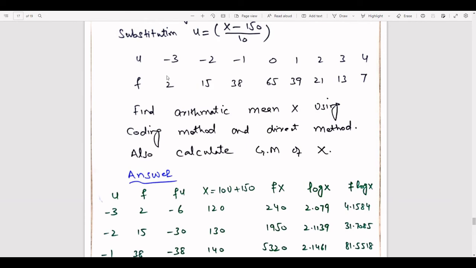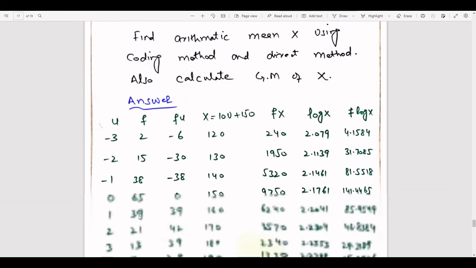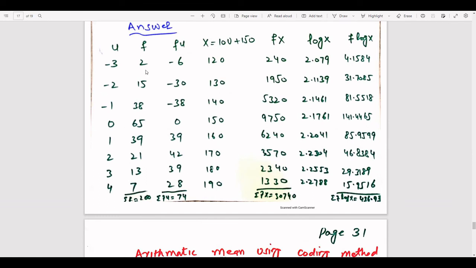So in the given question, u and f are given. I write up here u and f. Next, I need fu for the coding method. As you know, the formula for the coding method is a plus summation fu over n, multiplied by h. So I need fu. Multiply column u with f: minus 3 with 2, minus 6; minus 2 multiplied by 15, minus 30; minus 1 multiplied by 38, minus 38; 0 multiplied by 65, 0; 1 multiplied by 39, 39; and so on, 7 multiplied by 4, 28.